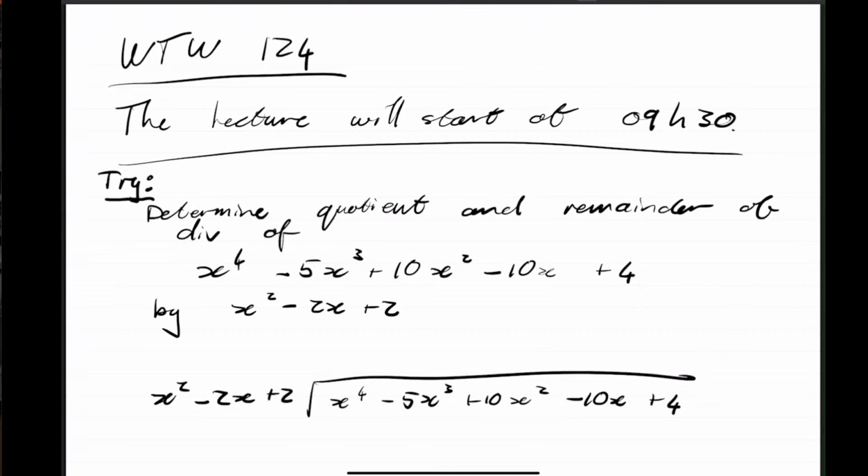We are about 9 minutes early, so the lecture will start at 9:30. In the meantime, what you can do is try out the following long division, or in other words, find the quotient and the remainder of division of this fourth degree polynomial by this second degree polynomial.